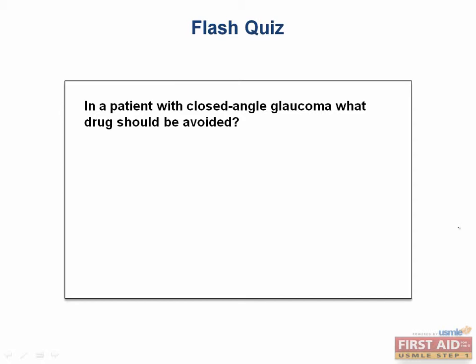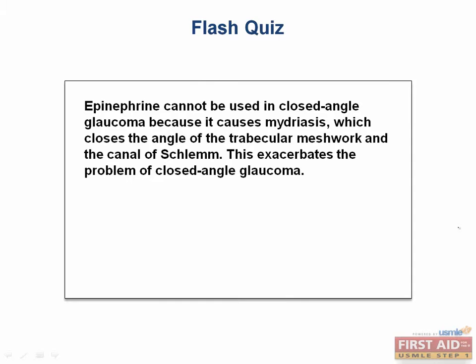Okay, it is time for a flash quiz. In a patient with closed-angle glaucoma, what drug should be avoided? Epinephrine cannot be used in closed-angle glaucoma because it causes mydriasis. We discussed that this closes the angle of the trabecular meshwork and the canal of Schlemm, which will exacerbate the problem of closed-angle glaucoma.